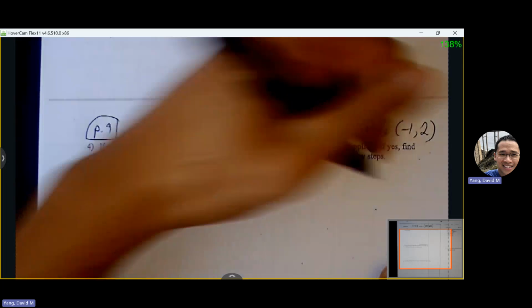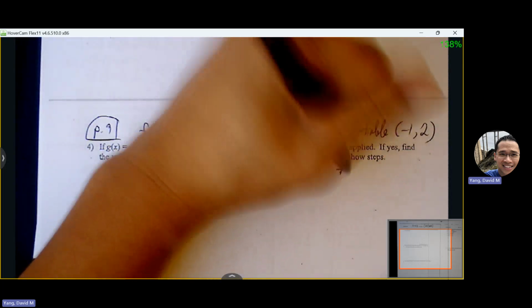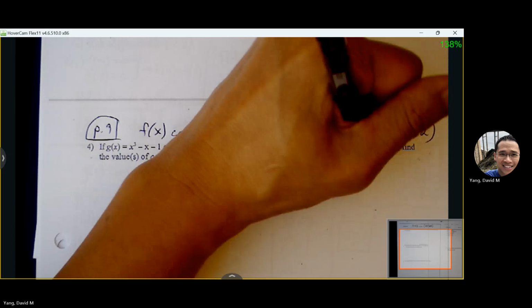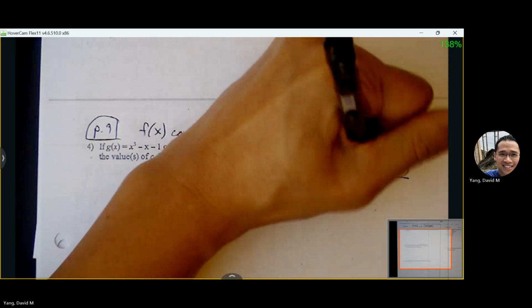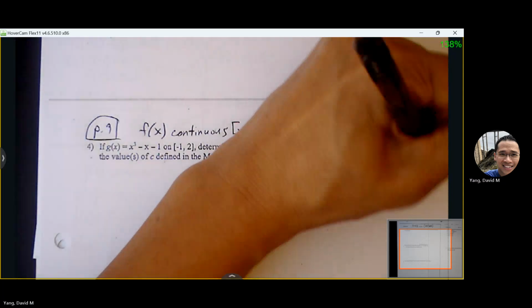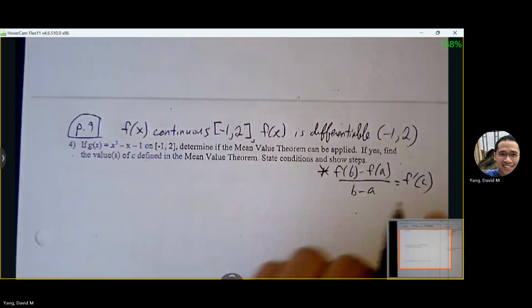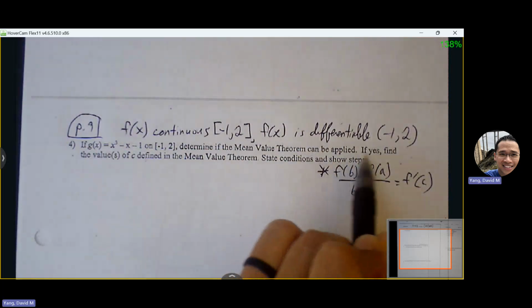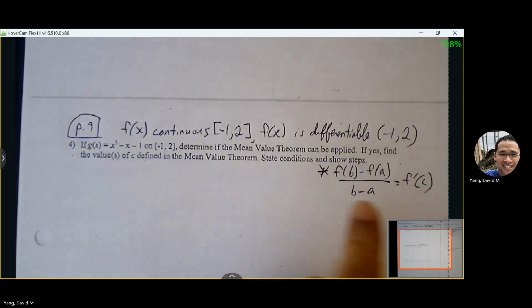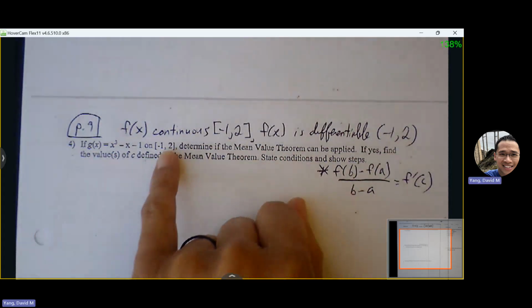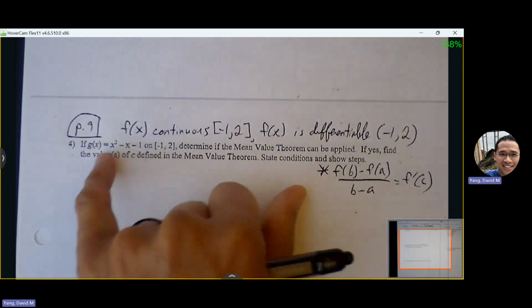So here is mean value theorem. Mean value theorem has the same formula as Rolle's theorem. So what is this describing? How would you describe what you're doing here? This is slope, right? So to find slope, we have to do what? What do you do with the -1 and 2? Plug in and find the y values.